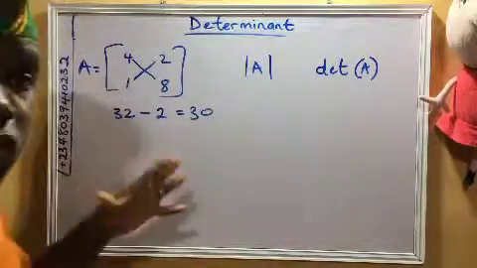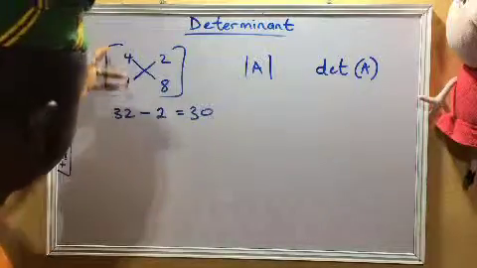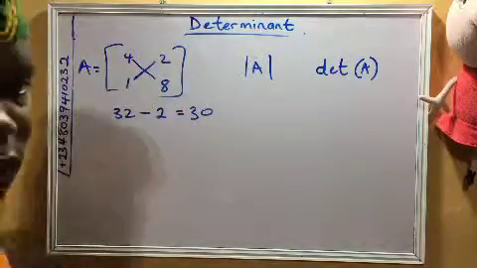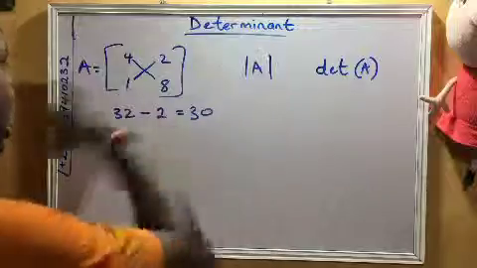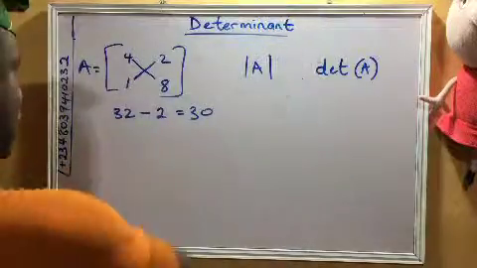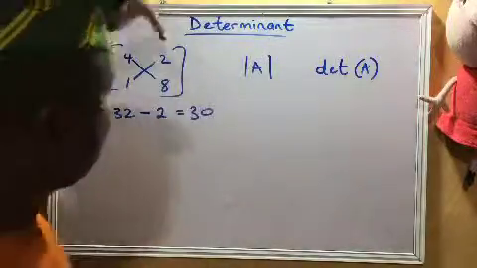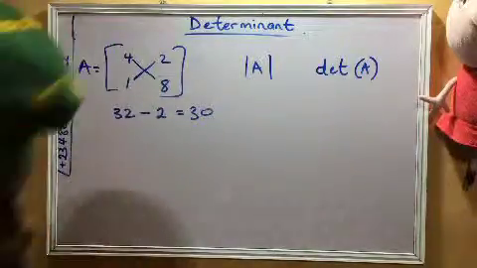So the determinant for a 2 by 2 matrix is just this times this minus this times this. So remember, this times this minus this times this. Okay? Do you understand that? Okay. Now let's move on.